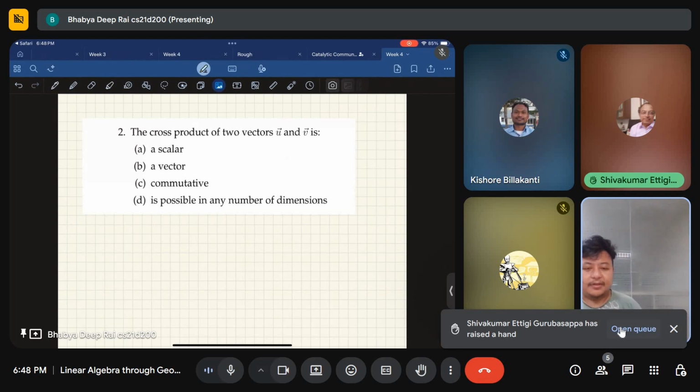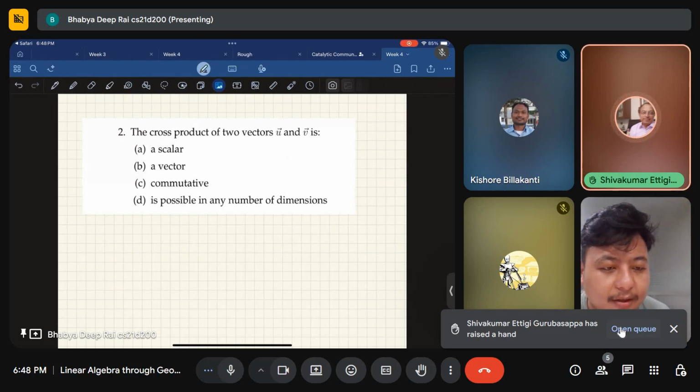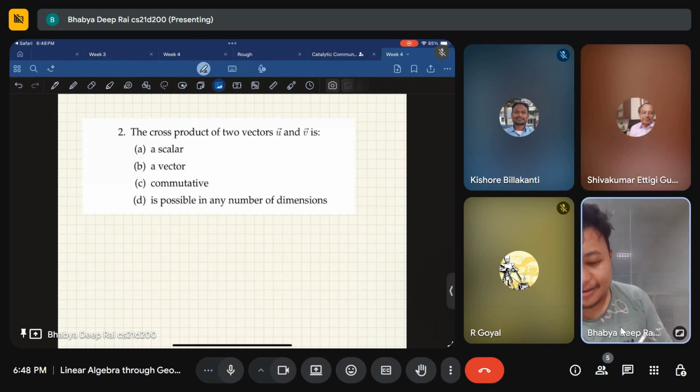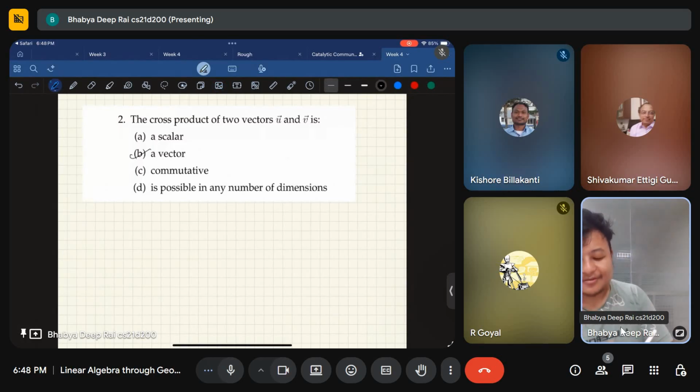So, the cross product of two vectors. Hi, Mr. Shivkumar. A cross product of two vectors is always a vector and perpendicular to the plane of those two vectors for which we are doing the cross product. Yes, correct. It is a vector, so that means it cannot be a scalar, right? So what about C and D?